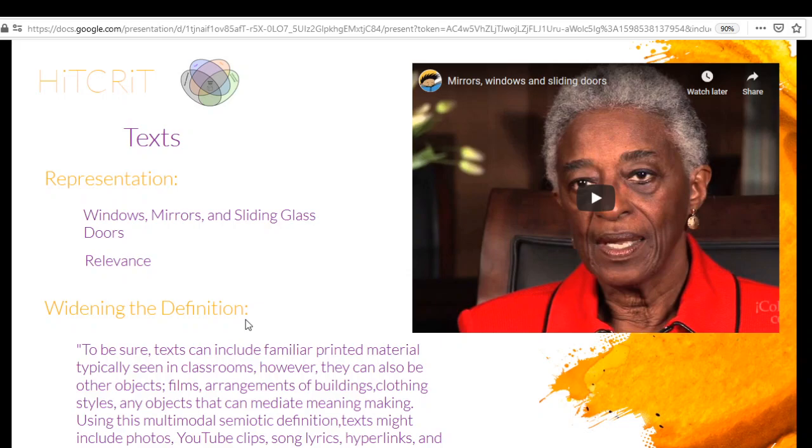And this is where, for this class in particular, I think it's important for your disciplinary literacies to come into play. Historians, anthropologists, being able to read an anthropological site, okay, being able to read infographics becomes very important. In math, you have so much because math is its own language, and so you have to be able to read these signs and signals and all these different things. So we don't just mean a book, okay? Using this multimodal semiotic definition, text might include photos, YouTube clips, song lyrics, hyperlinks, and other digital formats, okay? And that's a quote from the article that you're going to read.